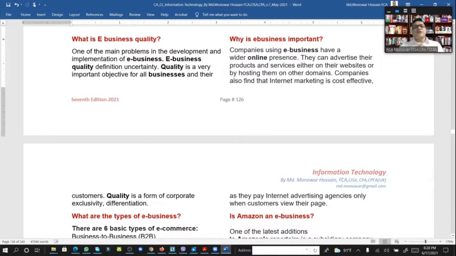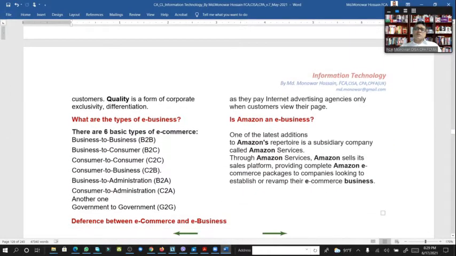E-business quality is one of the main problems in the development and implementation of e-business. Quality is a very important objective of all businesses and their customers. And why is e-business important? Because companies using e-business have a wider online reach. They can advertise for selling their products easily. Also, overhead cost is less because there is no need for a high-cost showroom.